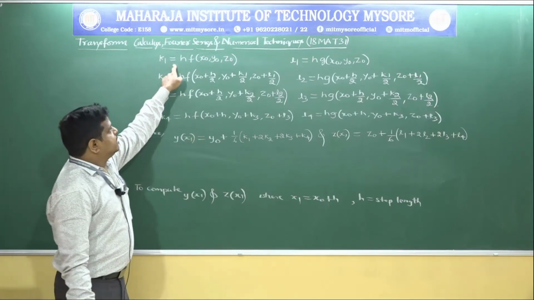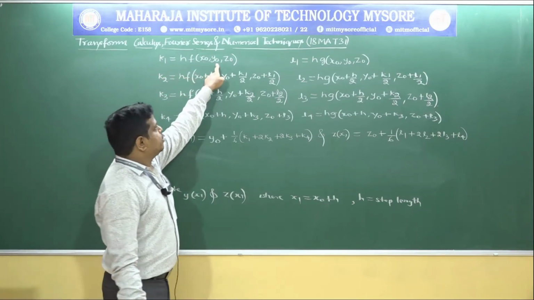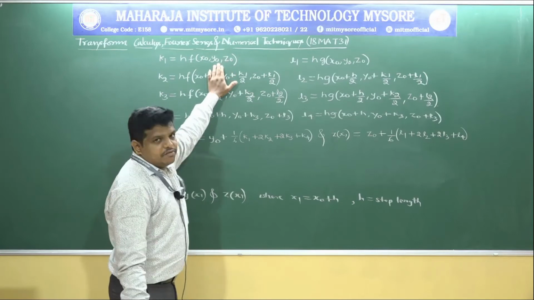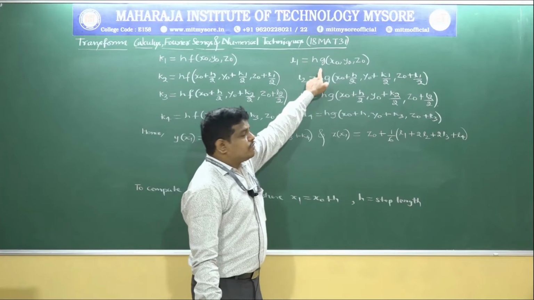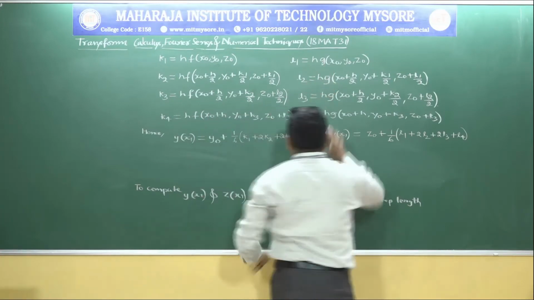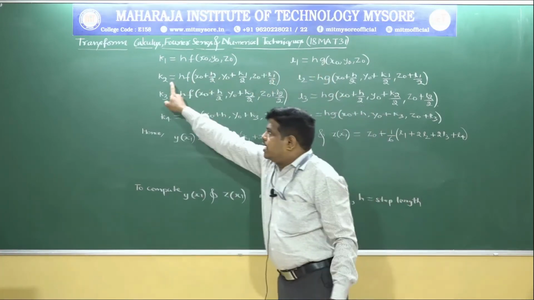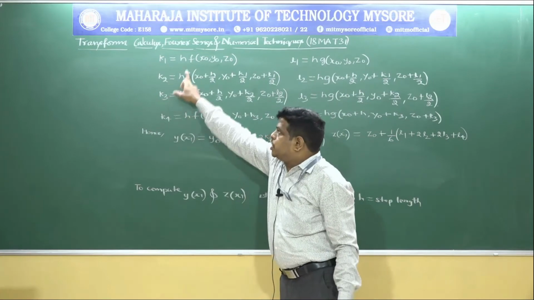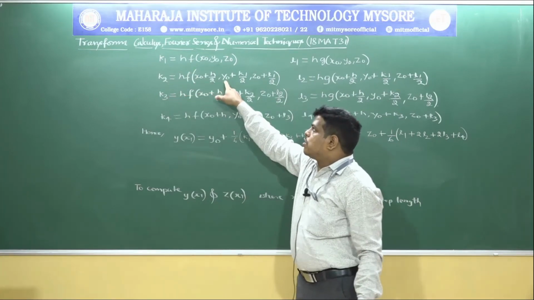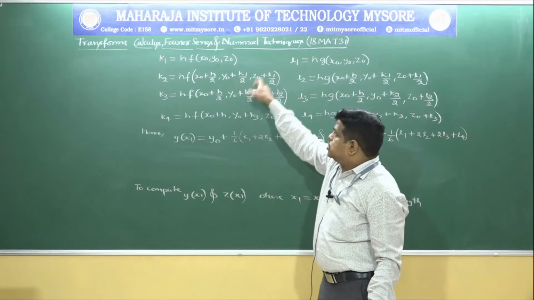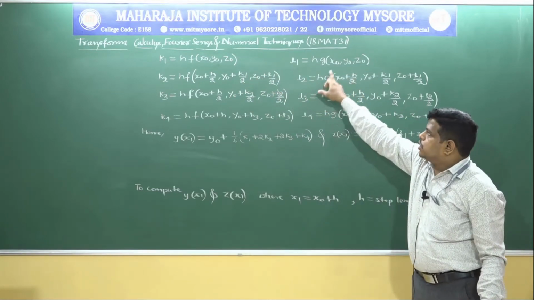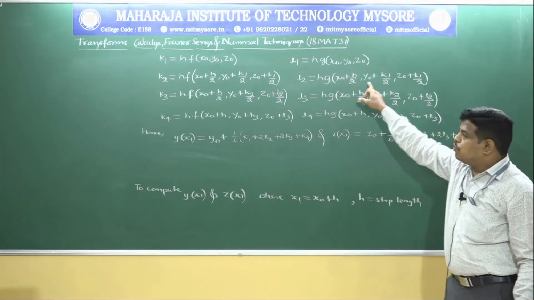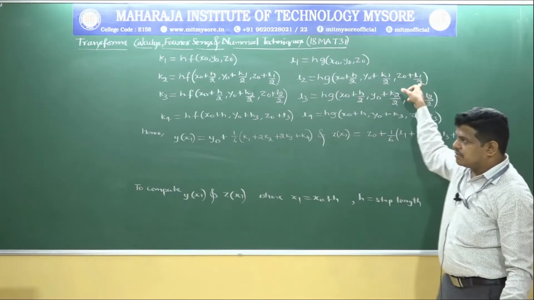K1 is given by k1 equals h into f of x naught comma y naught comma z naught. Next, after finding k1, you need to find L1. L1 equals h into g of x naught comma y naught comma z naught. Next, after finding L1, you need to find k2. K2 is given by h into f of x naught plus h by 2 comma y naught plus k1 by 2 comma z naught plus L1 by 2. Next, L2 is h into g of x naught plus h by 2, y naught plus k1 by 2, z naught plus L1 by 2.